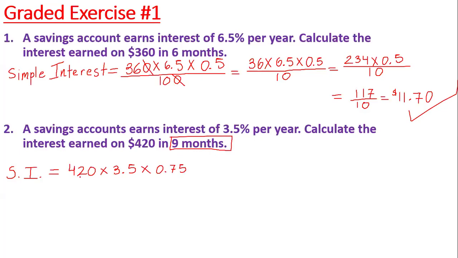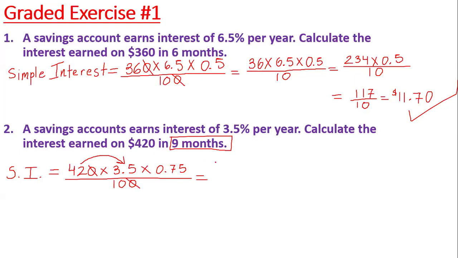All over 100. All over 100. Excellent. And this is going to be equal to, we cancel what? This 0 with what? That's 0. And we have 42 multiplied by 3.5. So 42 multiplied by 3.5.